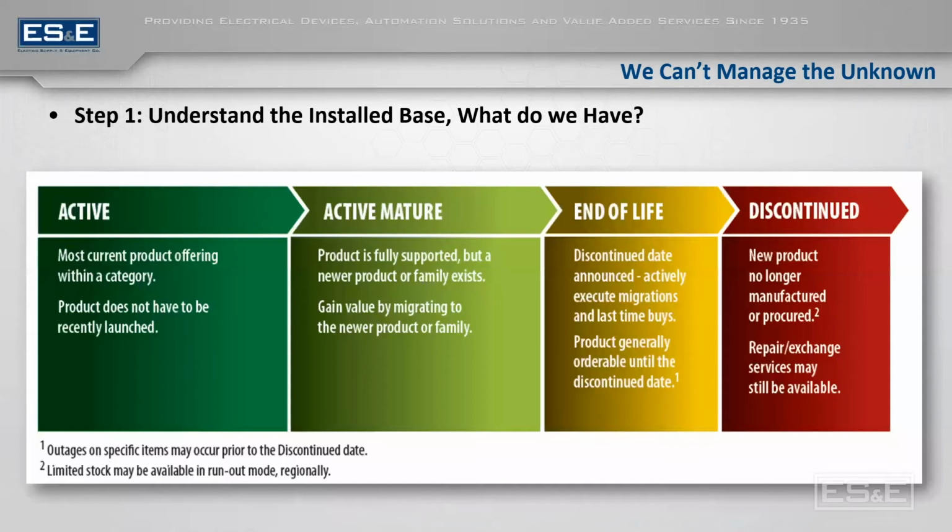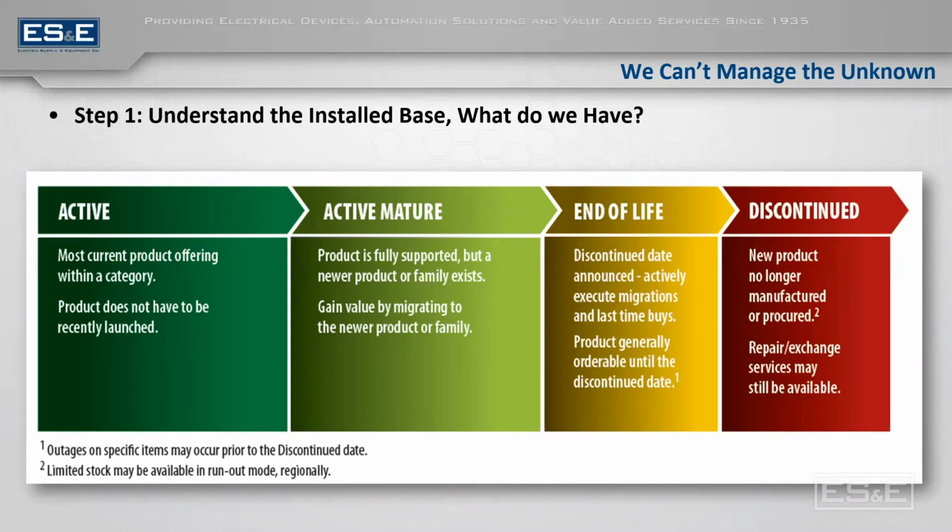For example, we can look at where these products are within the life cycle. So Rockwell breaks its life cycle into 4 categories. Active. Active are the most current products within a category. These are the latest and greatest. Active mature. These are still manufactured new, still fully supported, can definitely still buy them. This just means that there's a newer offering in the category. When given the choice between the two, the active is going to potentially have slightly newer features, maybe some better features, and even potentially a lower cost.